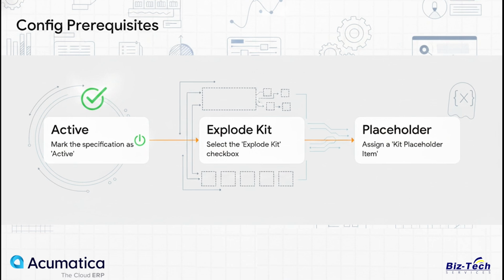See, because a kit consists of multiple components, when it explodes on the sales order, all those individual parts get added. To stop your system from double counting the cost of the components and the master kit item itself, the kit item is actually replaced by this non-stock placeholder item.